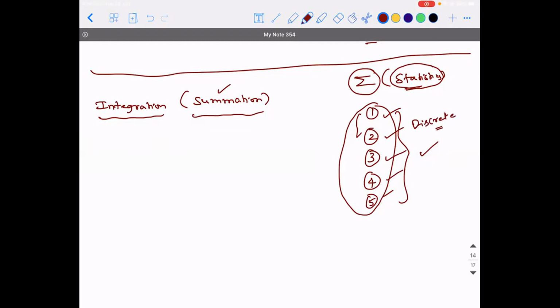Right? Can I call it discrete? Because I don't know what is happening between 1 and 2. If I take real numbers, 1 is there, 2 is there, I don't know what is happening between them. Right? At that point of time, what we will do is use the concept of summation.